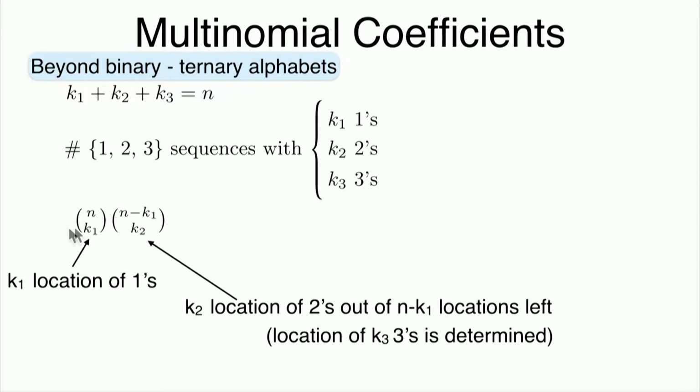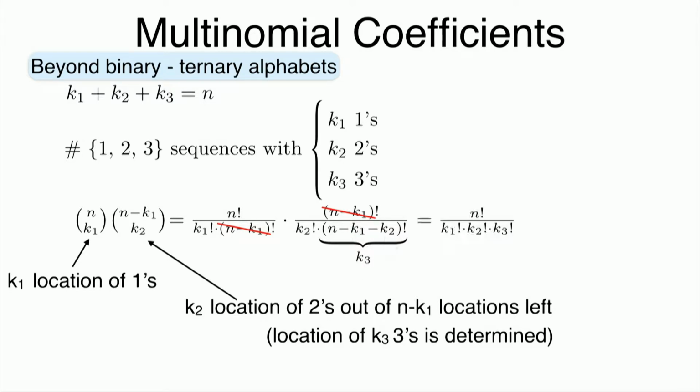So now what we need to do is just write this out as a product of factorials. This is equal to n factorial divided by k1 factorial times n minus k1 factorial. And then we need to multiply by this binomial coefficient, which is n minus k1 factorial divided by k2 factorial and n minus k1 minus k2 factorial. Can we have some cancellations here? Because we have n minus k1 factorial, it cancels with this. And then we observe that n minus k1 minus k2 is just k3, because the ki's sum to n. So that means the total number is n factorial divided by k1 factorial, k2 factorial, k3 factorial.